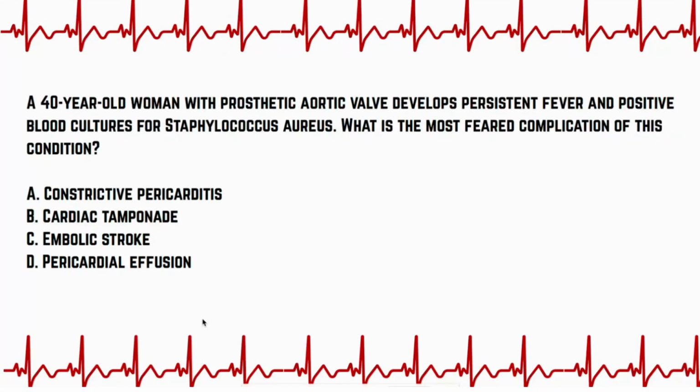Now, a 40-year-old woman with prosthetic aortic valve develops persistent fever and positive blood cultures for Staphylococcus aureus. What is the most feared complication of this condition? Is it constrictive pericarditis, cardiac tamponade, embolic stroke, or pericardial effusion?